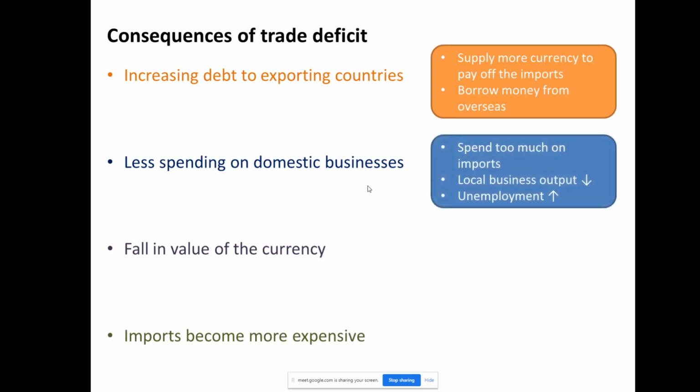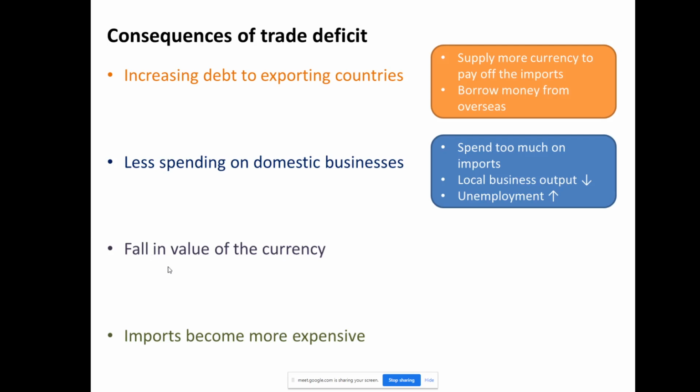So take a look at this. You just spend too much money on imports because now we are talking about trade deficit. And at the end, you don't need the local goods and services anymore. So for those businesses, the output goes down, and they don't need the workers anymore. So there will be more unemployment. That's the second point of the consequence from trade deficit. And this one here is quite obvious.